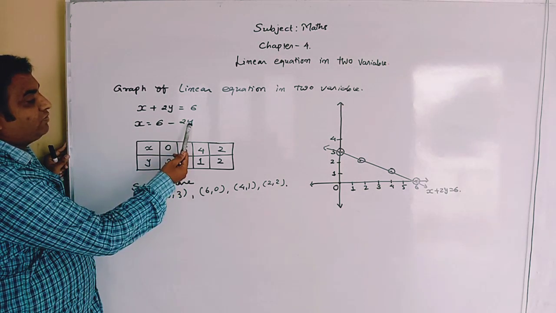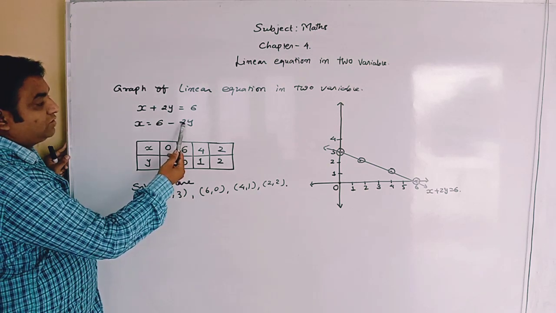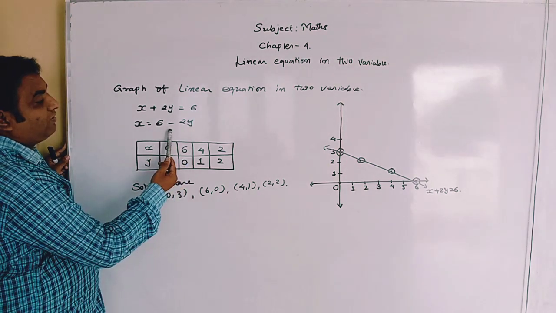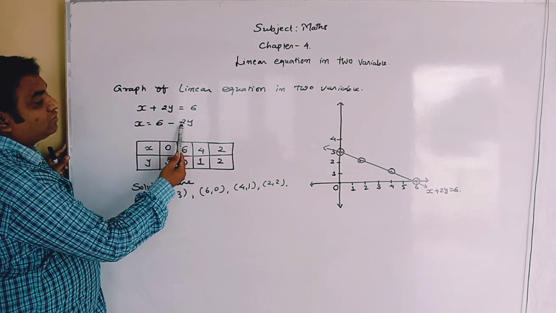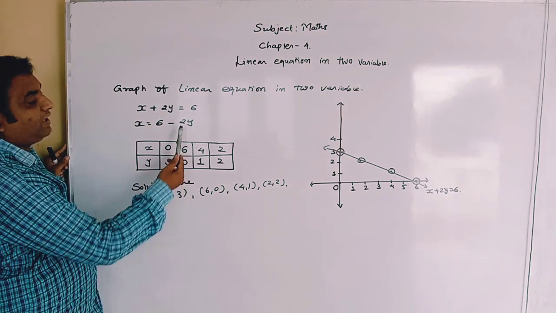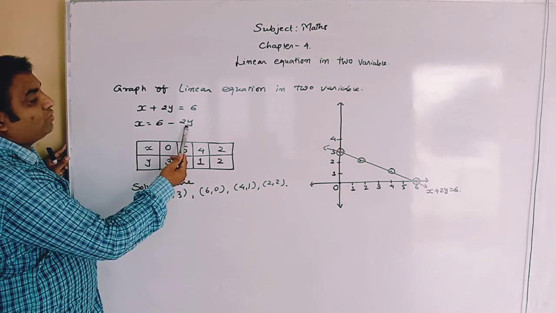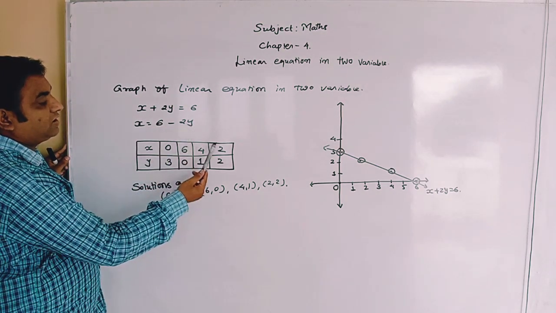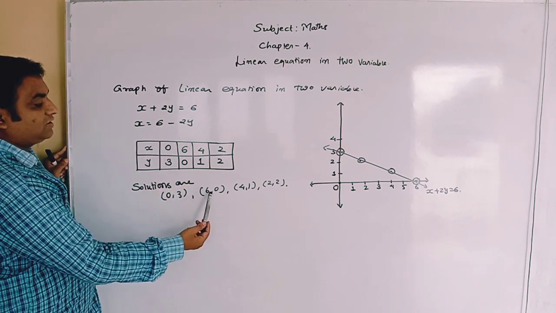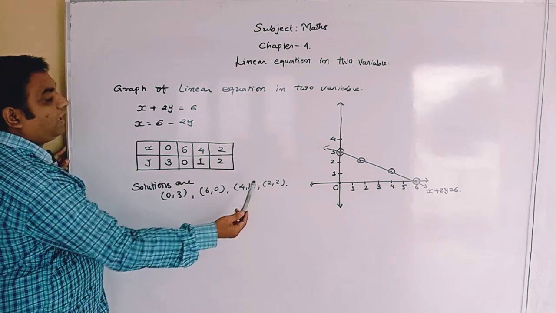We substitute y equals 0. Then 2 times 0 is 0, so 6 minus 0 is 6. We substitute y equals 1, so 2 ones are 2, so 6 minus 2 is 4. And y equals 2, 2 twos are 4, so 6 minus 4 equals 2. And so we get the solutions (0, 3), (6, 0), (4, 1) and (2, 2).